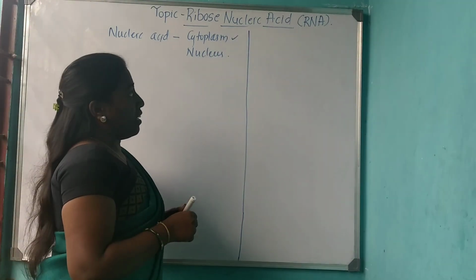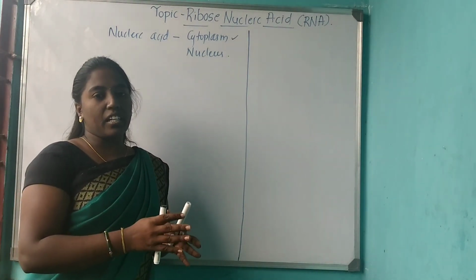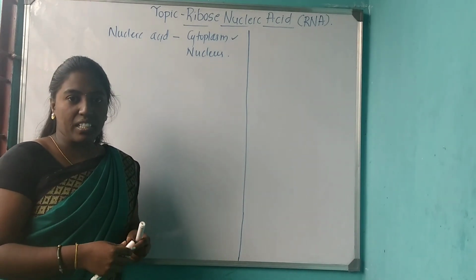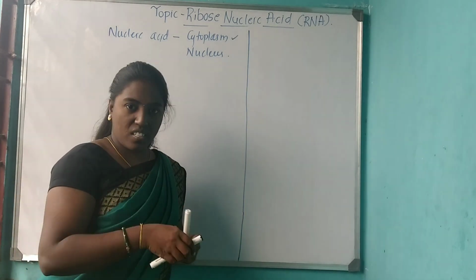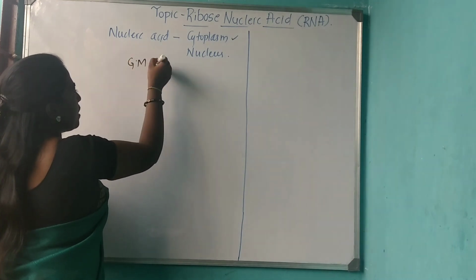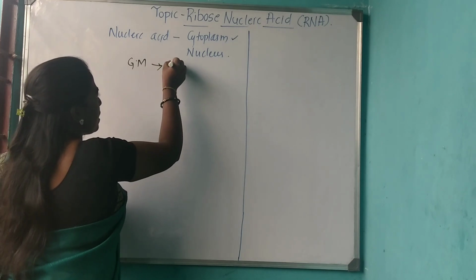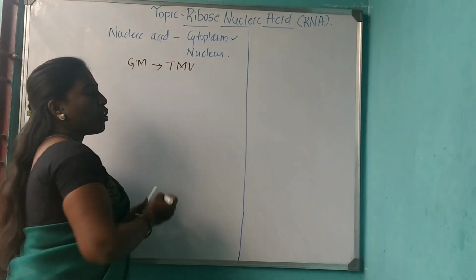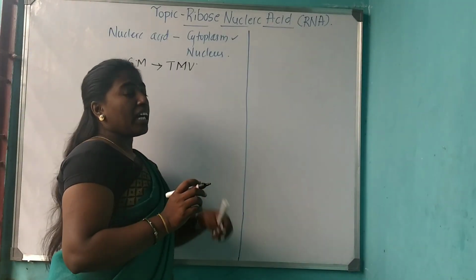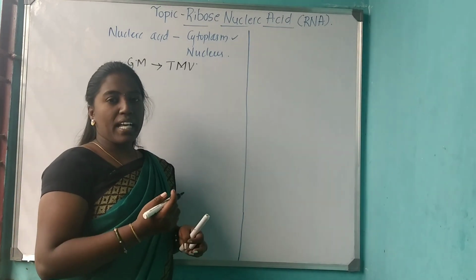Nucleic acids like DNA are found as the genetic material in most living organisms, and RNA can be found as a genetic material only in a few viruses. The RNA also acts as genetic material in only a few viruses, like plant and animal viruses, for example TMV. TMV is nothing but tobacco mosaic virus.